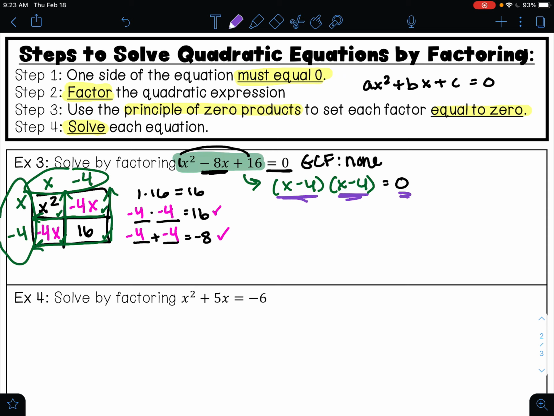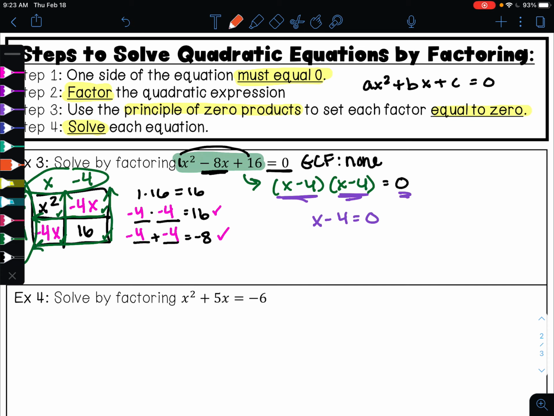Both of these factors are the same. When both of your factors are the same, you only need to solve the equation once. So if I have x − 4 = 0, and I want to solve this, I'm going to go ahead and add 4 to both sides and get x = 4. So in this problem, I only have one answer, x = 4. And so what that means is that if we were to graph this problem, I would only have one x-intercept. And that x-intercept would be where x = 4.